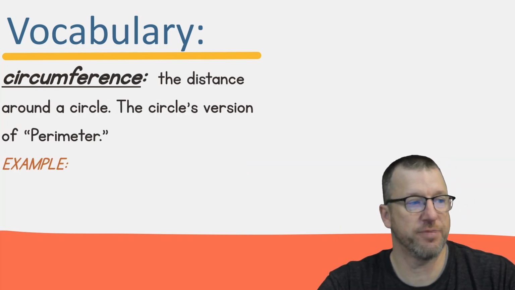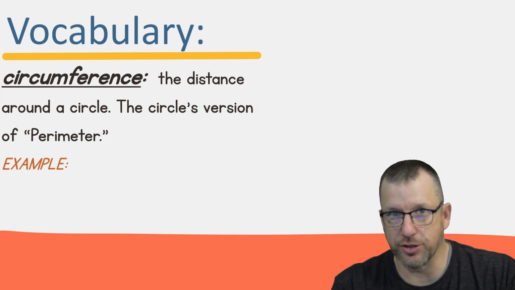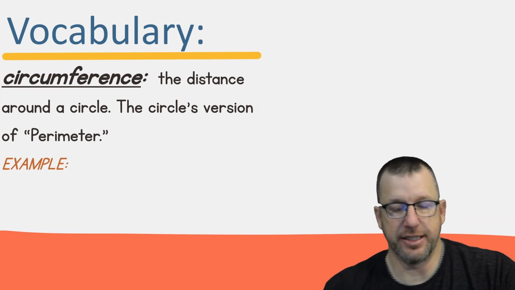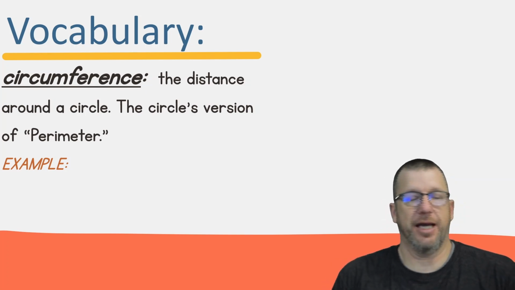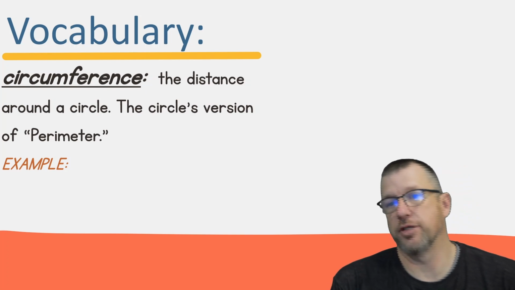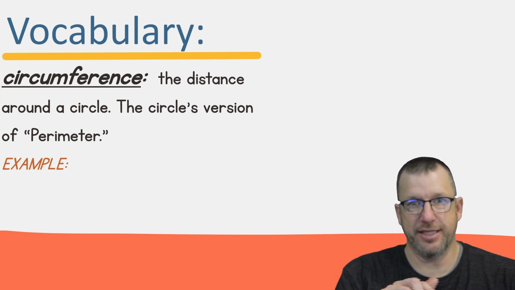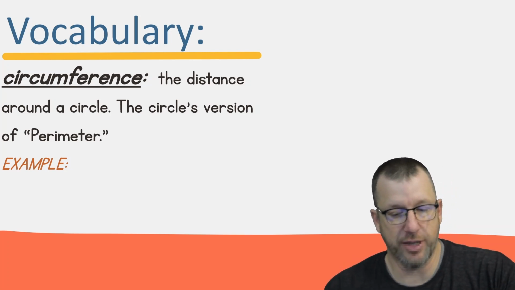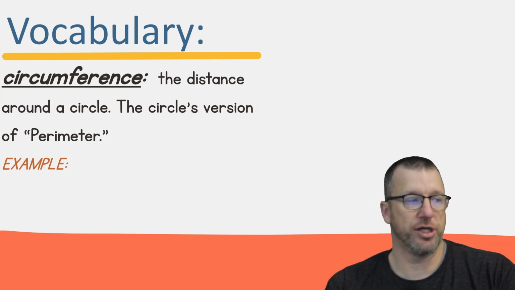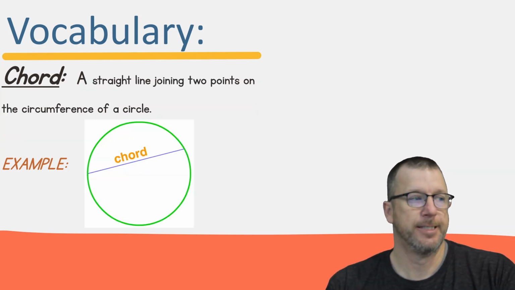So the circumference just means the outside of the circle. So if you draw a circle, you are drawing the circumference, okay? It's the distance around a circle. And when we think of all these other shapes that you've probably dealt with, like squares and parallelograms and rectangles, and we try to find the perimeter, we're trying to find the distance around the outside of that shape. Well, circumference is the circle's version of perimeter. It's the distance around the shape.